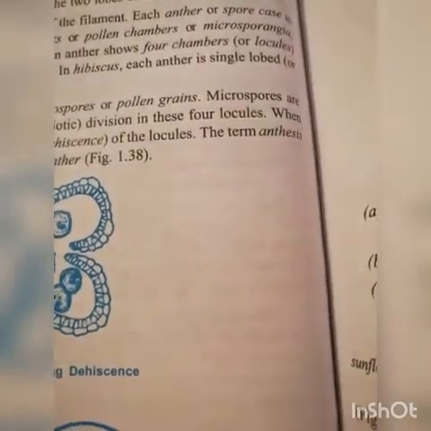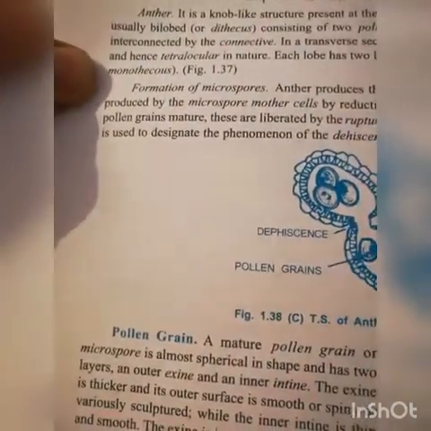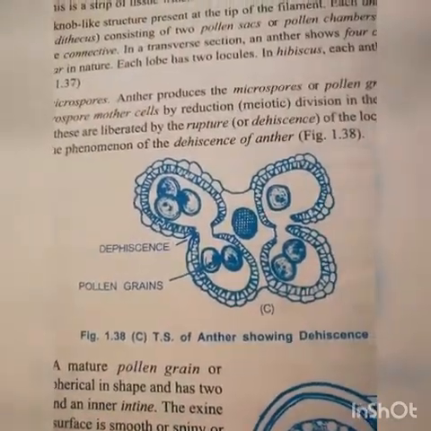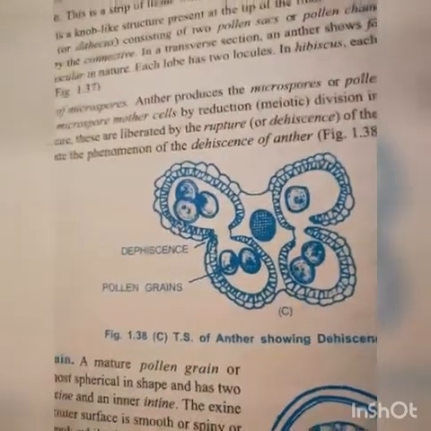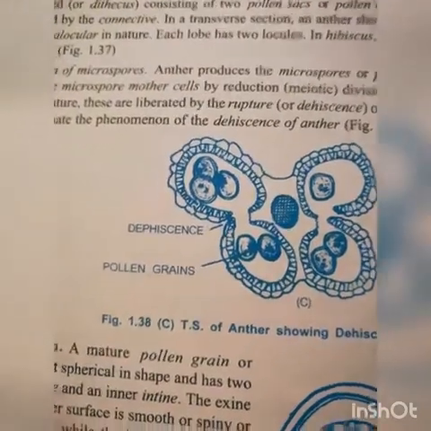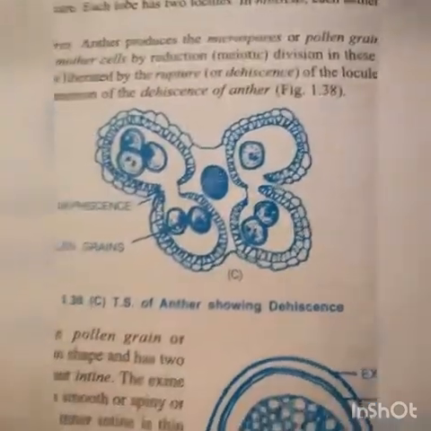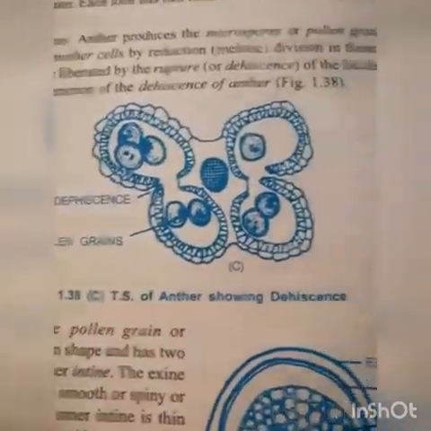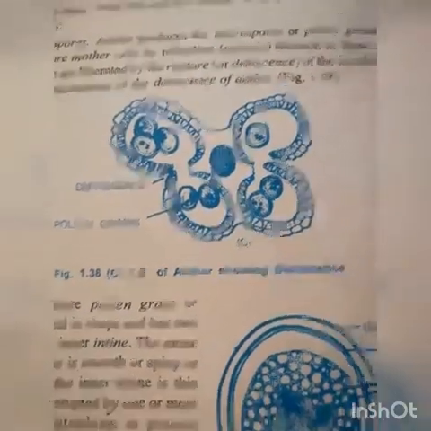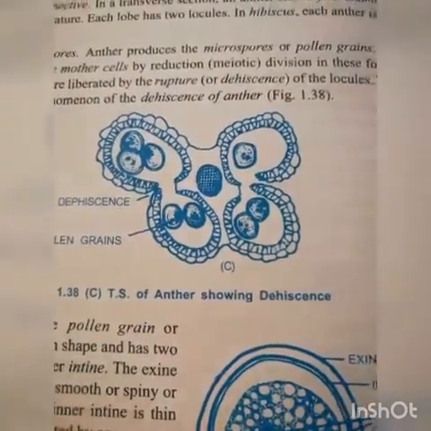The term anthesis is used to designate the phenomenon of dehiscence of anther, meaning the rupturing of anther is termed as anthesis. Dehiscence of pollen grains, TS of anther showing dehiscence, means rupturing of wall of anther and release of pollen grain or microspore outside the anther.